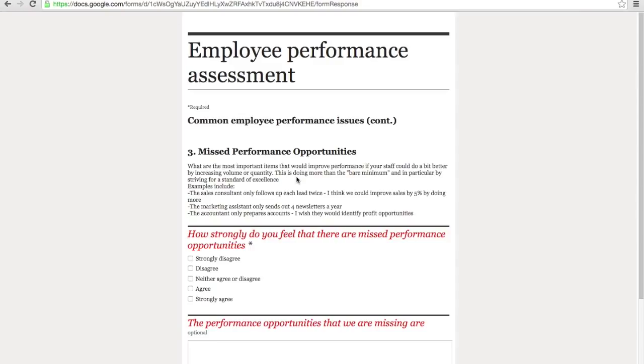This is the third section of common employee performance issues, which is about missed performance opportunities. So this is about doing better than just the bare minimum. It's not just about doing the day job. Actually, if you just stand still in modern business, your competition will eat you, because your competition is continually trying to do better. They're continually trying to get faster, be smarter, work harder, etc. And if you stay still, you're going to go backwards.